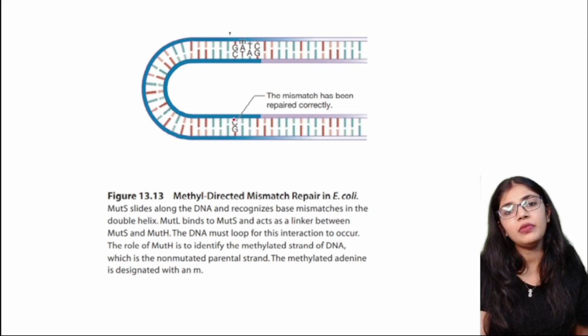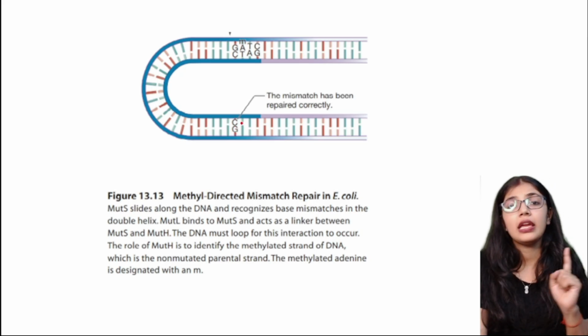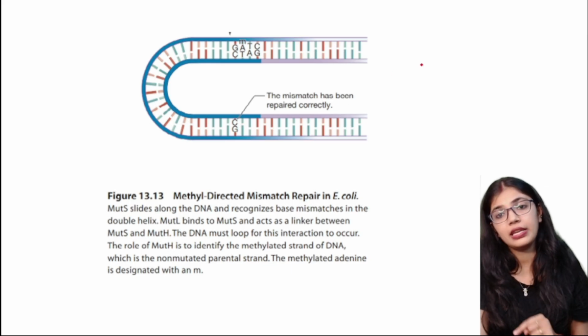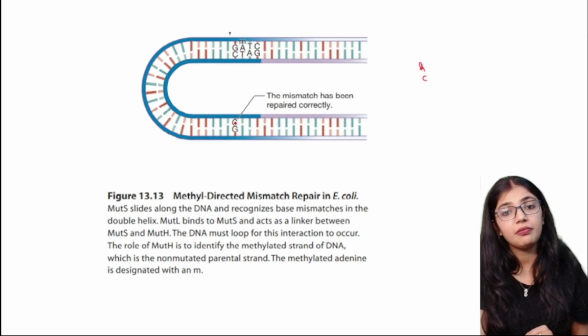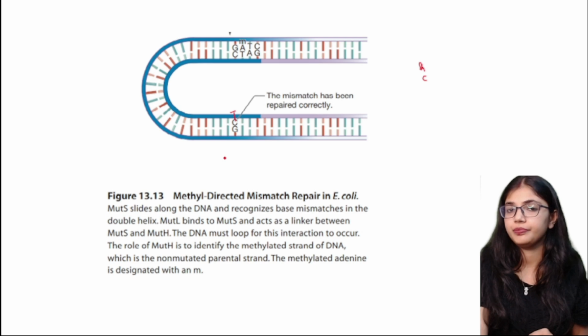Here in this diagram there was incorporation of some other nucleotide, but in the first diagram we saw that in place of adenine there was cytosine. Here there was some other mismatch, like C is being present here. In this place thymine was present.